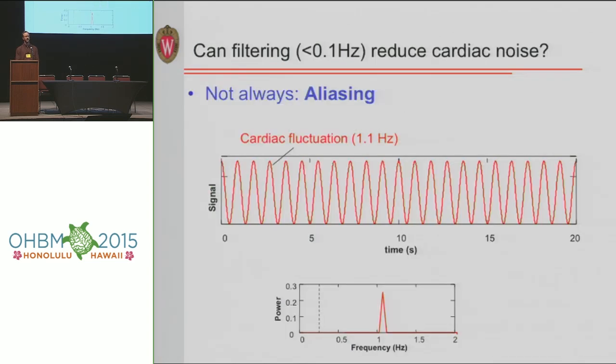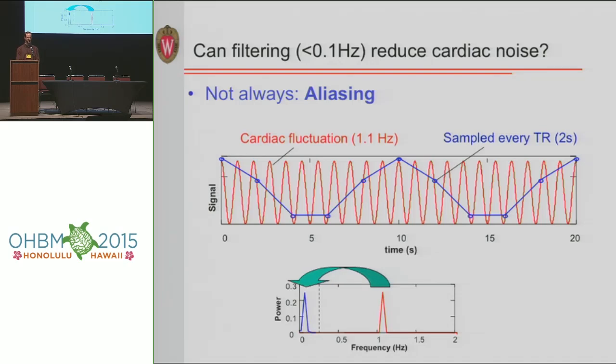Now, can you reduce that by just filtering out the data? Particularly for resting state, we often filter out anything above 0.1 hertz. And the answer is no, because we have aliasing. So for example, here's a cartoon model of cardiac signal fluctuating at the cardiac frequency of 1.1 hertz, but if I only sampled that every 2 seconds, which is our typical TR, these are the dots I would end up with. And if I connect those lines, you see it looks like a lower frequency. It's called aliasing. It's aliased into the lower frequency band. And in fact, it's aliased to a frequency much lower than 0.1 hertz.